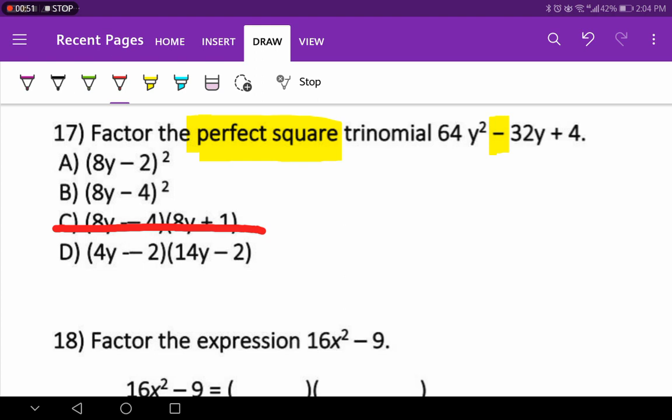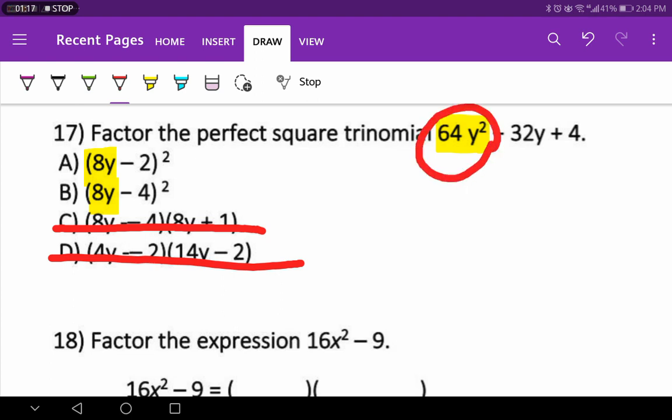Are you ready, Nawaf? Okay. 64y squared comes from 8y. So the first term is 8y, and we'll eliminate D. It must start with 8y, because the square root of 64y squared is 8y.